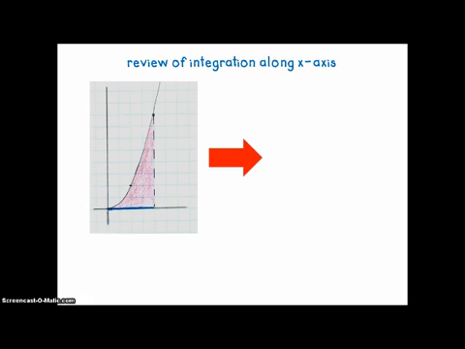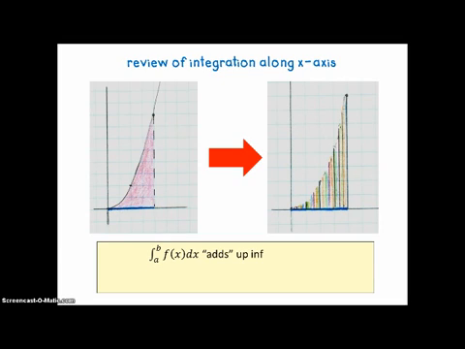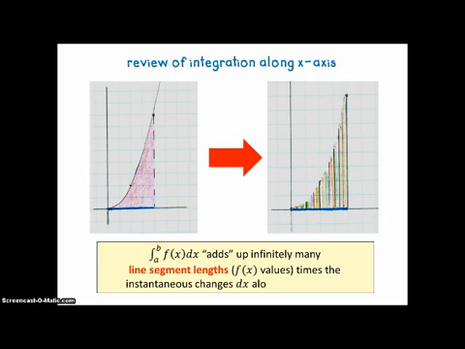For example, if we have a function and we want to find the area under the curve, we integrate along the x-axis, and basically what we're doing is adding up infinitely many infinitely thin rectangles, or you could think of it almost as adding up infinitely many line segments attached to and along the x-axis. And so we get an integral from a to b of f of x dx, which adds up infinitely many line segment lengths f of x values times the instantaneous changes dx along the x-axis.